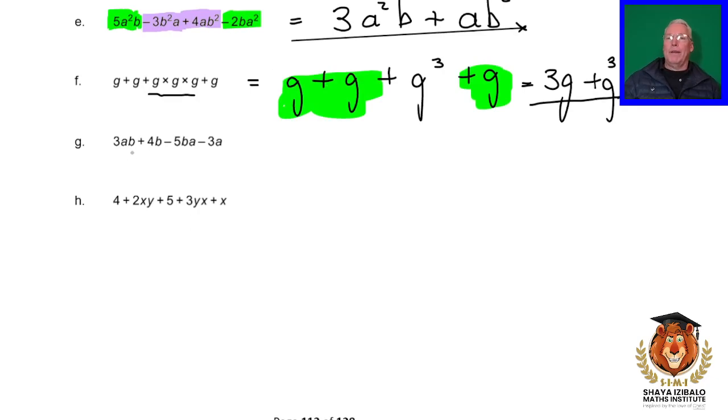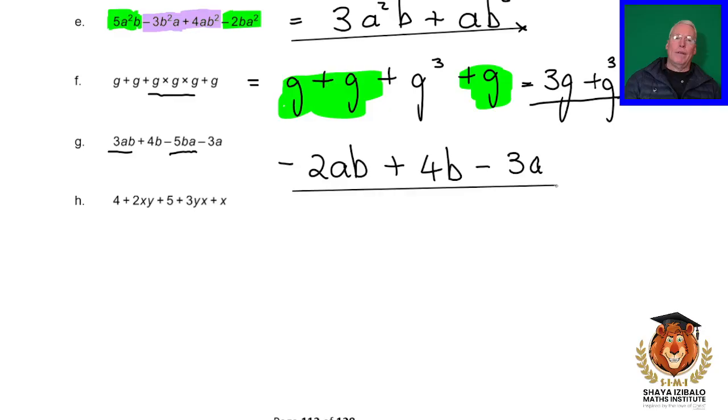Right, this one over here, that's like with that. Final answer, negative 2ab, that's those two like terms. Then we've got a plus 4b, which is not like anything else, and a minus 3a, which is not like anything else either. And there's our final answer.